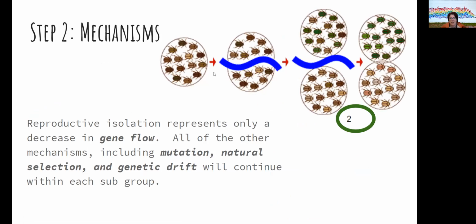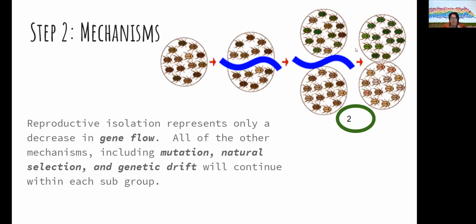So the second step is basically that everything else keeps happening. So in step one we had a reduction of gene flow. So something happened that this group was divided into two separate groups that no longer reproduce together. But these two groups are going to continue in their own isolated areas, going under the other evolutionary mechanisms. So mutation, natural selection, and genetic drift are going to continue happening in both groups. So you can see in the bug example up here, the group on the top had some genes, obviously, for some green bugs that were apparent once they split, and the bottom one did not.